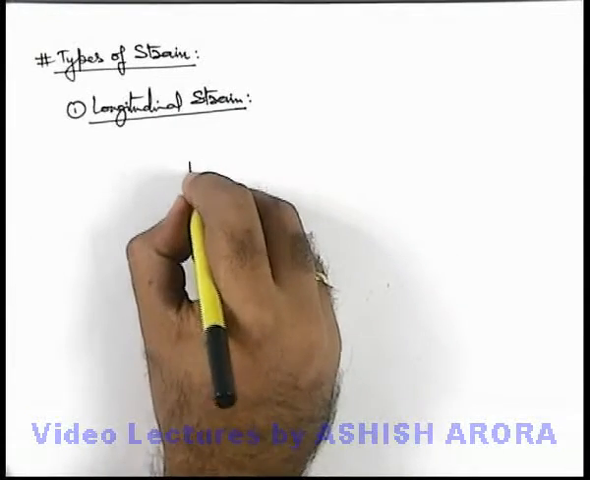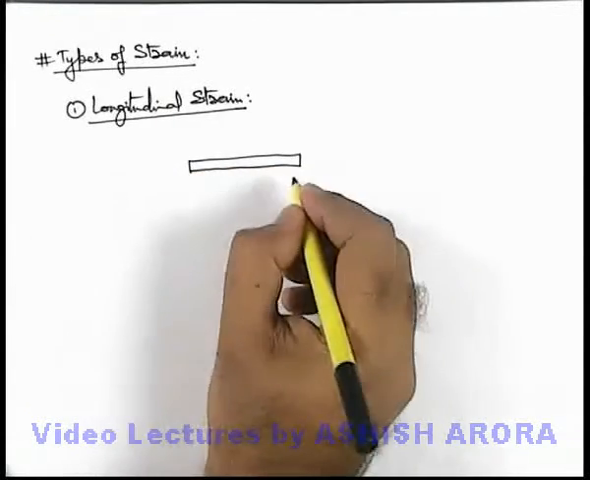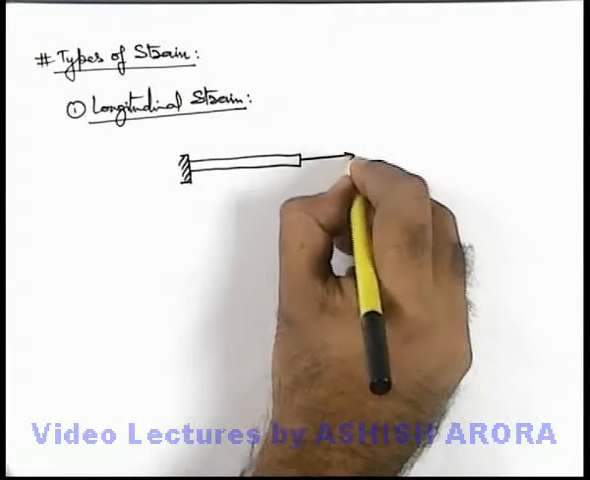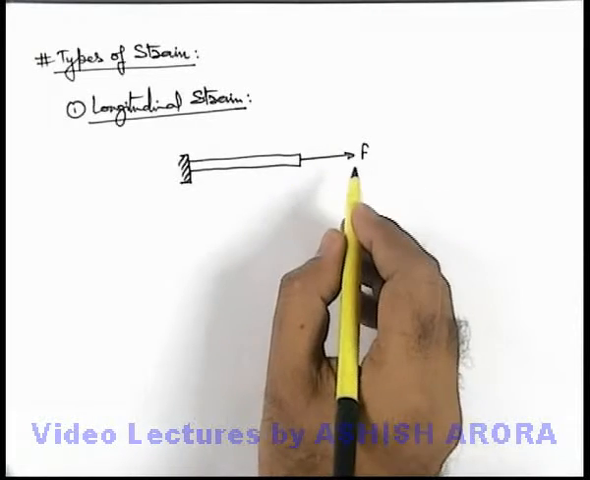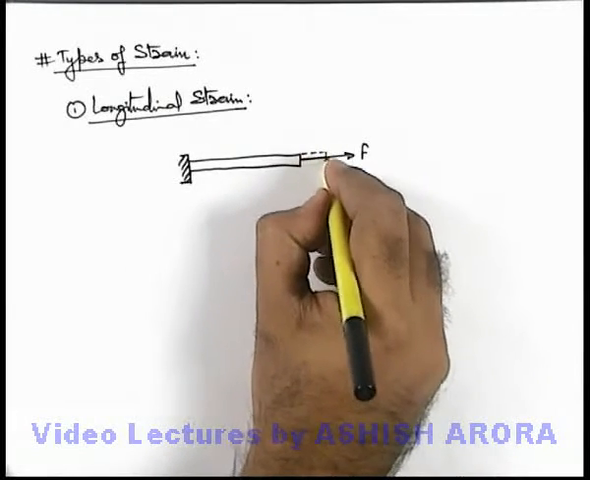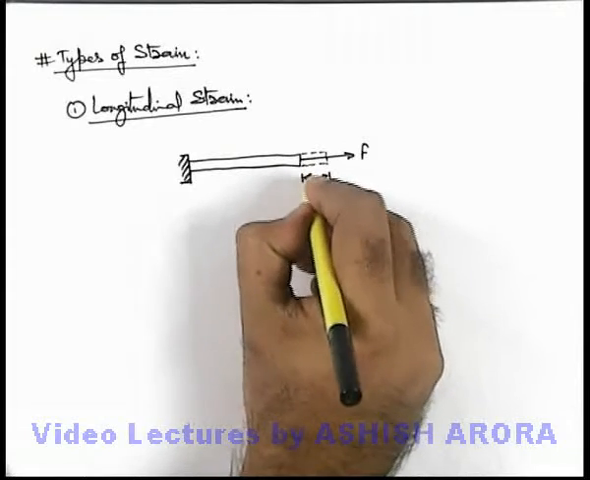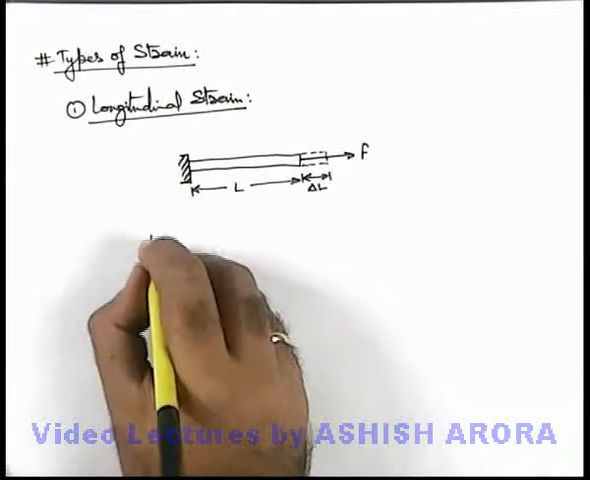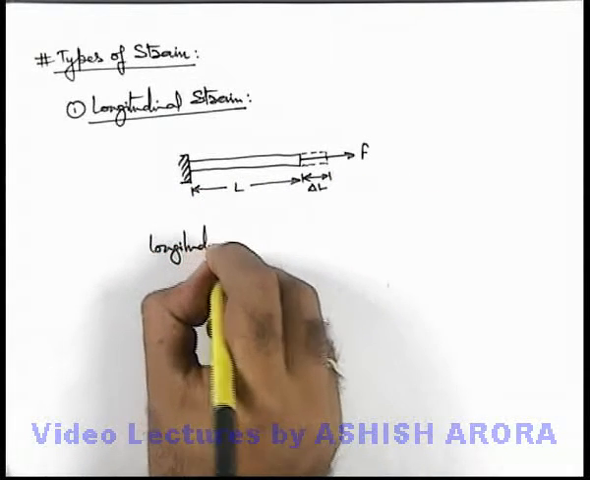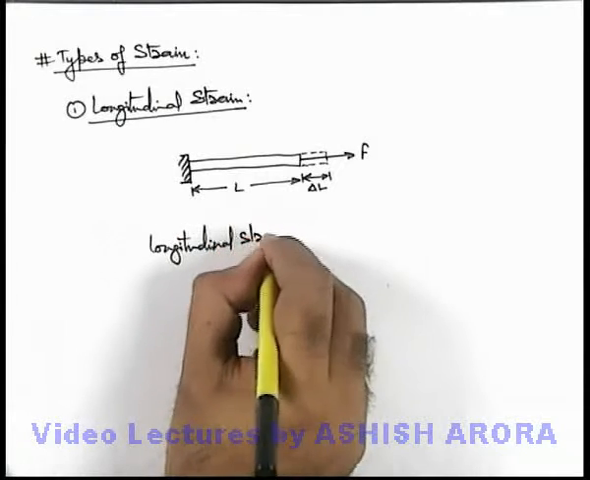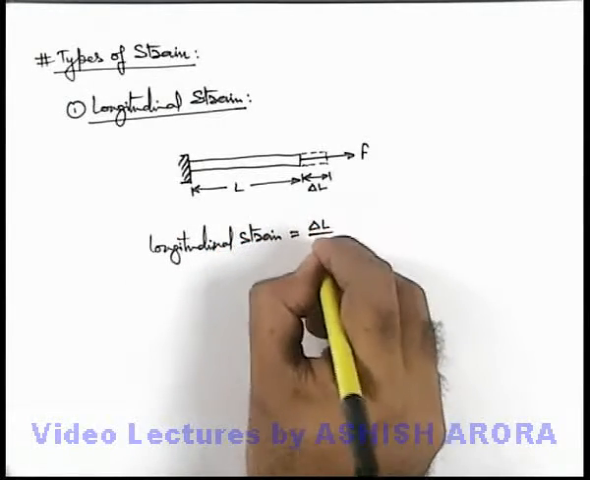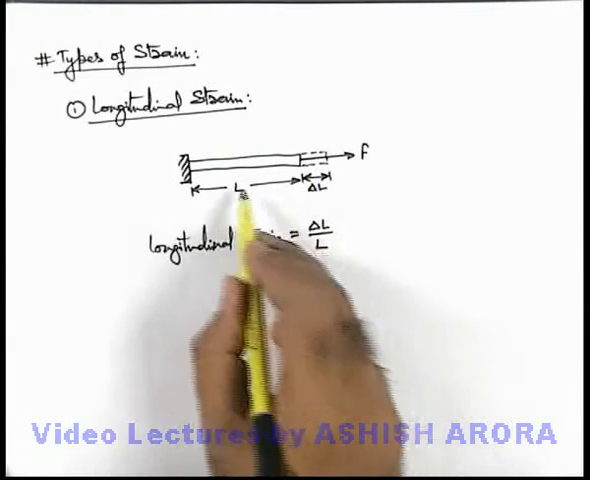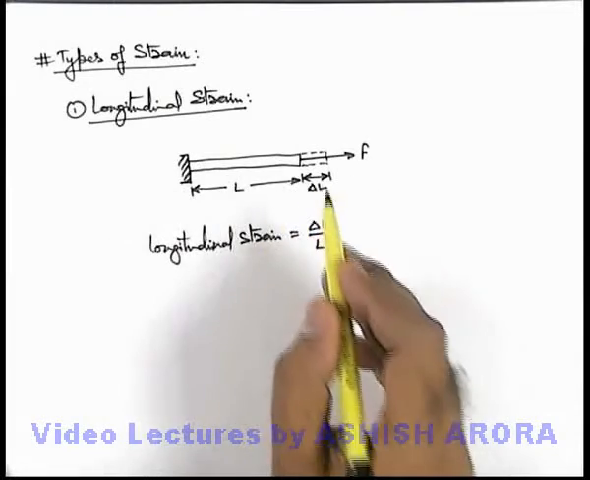For example, there is a rod which is clamped at one end, and in this situation, if say an external force is applied onto it in outward direction, due to which say the length of rod is elongated by a distance delta L, and say L was the original length of the rod, then longitudinal strain can directly be written as delta L by L, as delta L is the deformation of the dimension, and L was the original dimension along the length of the rod.